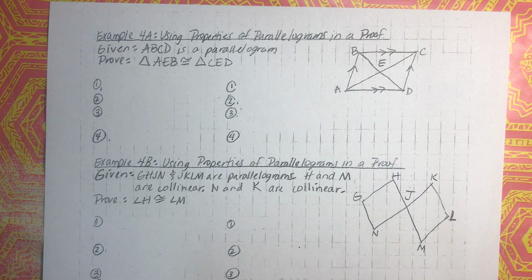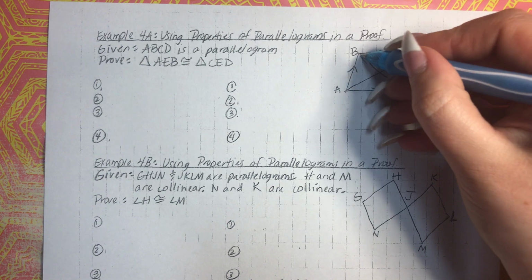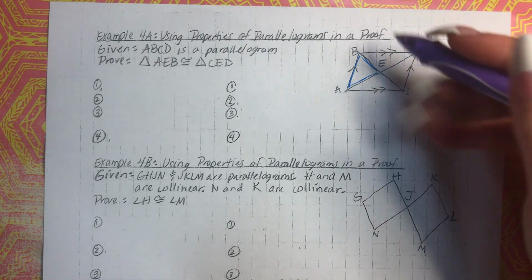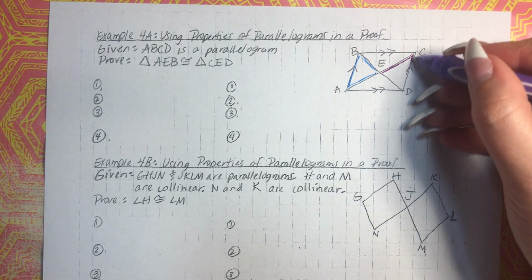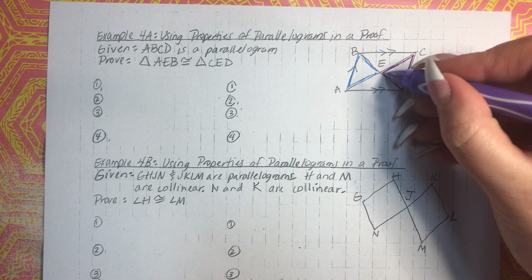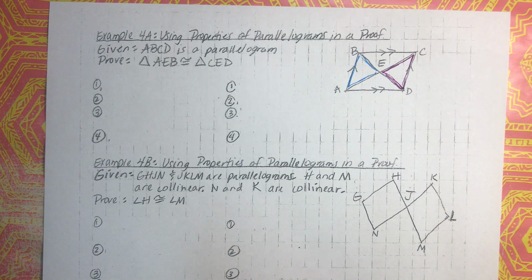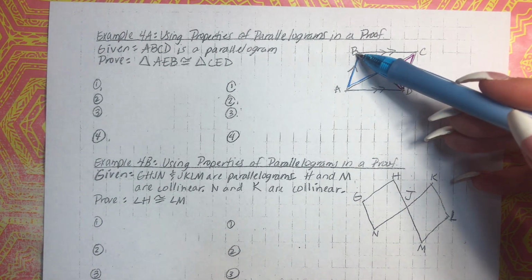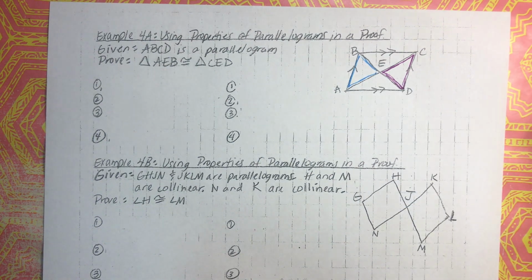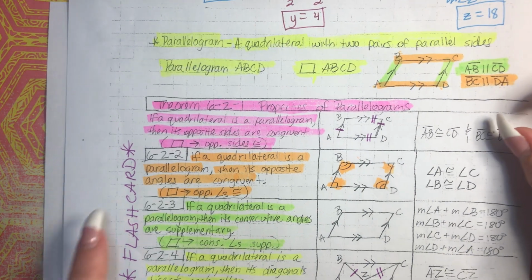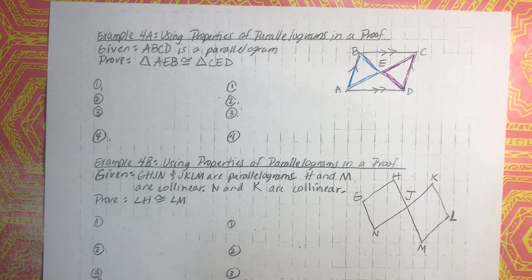What do you think? So AEB, so these triangles right here. This triangle here, and this triangle here. What do you see? Well, there's probably a couple different ways we could do this. One thing I see right off the bat is that these two are opposite sides, right? So if it's a parallelogram, we know that the opposite sides are congruent. So that's going to be lovely. So how about we write that one?